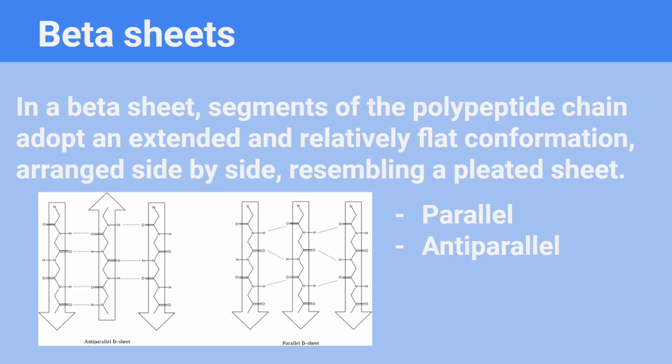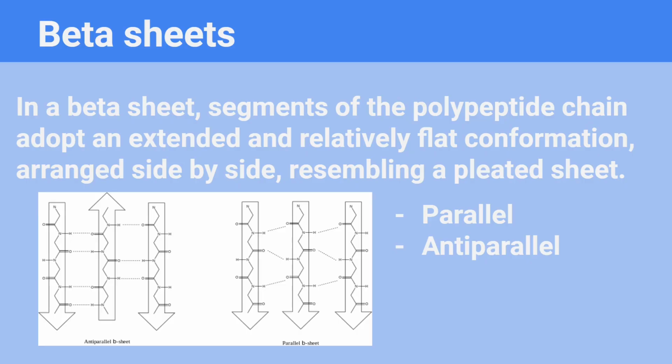There are two main types of this: parallel and antiparallel. In a parallel beta sheet, adjacent polypeptide strands run in the same direction, while in an antiparallel one, adjacent strands run in opposite directions. The choice between parallel and antiparallel configurations significantly influences the stability and properties of the beta sheet. Beta sheets are crucial for the structural integrity of proteins and contribute to their overall stability.